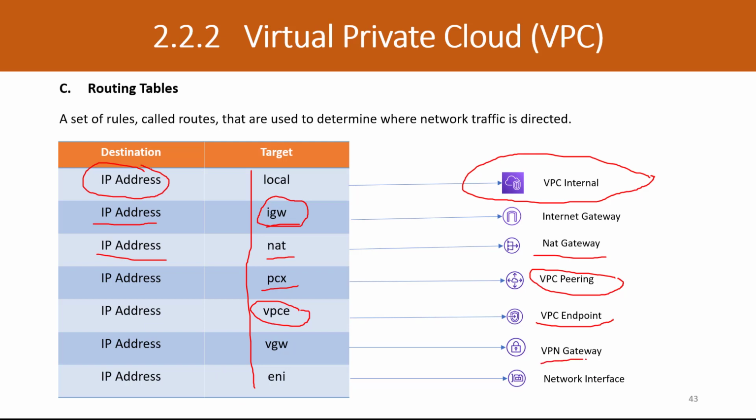VPN gateway. So this is really important. If you want to expand your cloud to on-prem or your on-prem to cloud, you should have these VPN gateway connectivities. And the last one is ENI, network interface. So maybe you have one EC2 instance with multiple network interfaces.